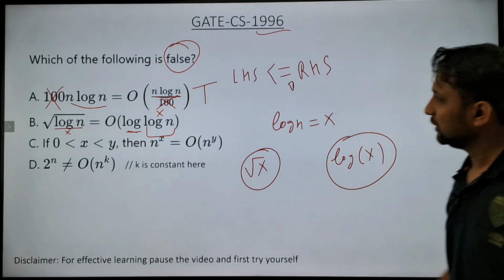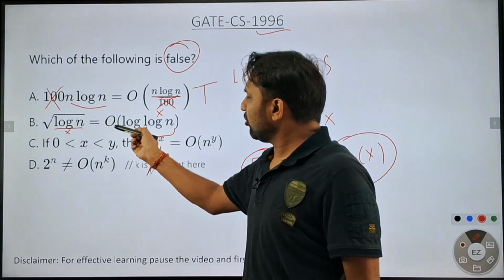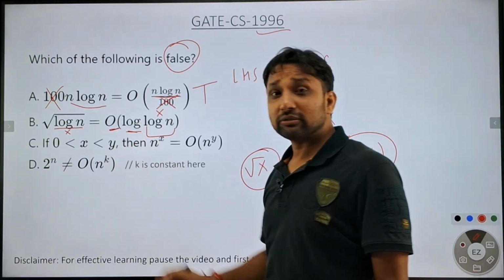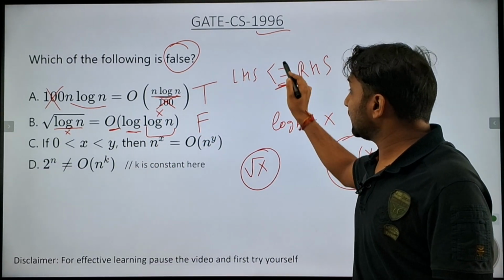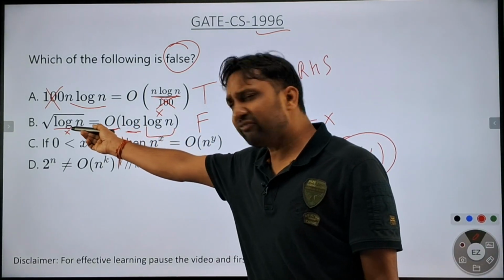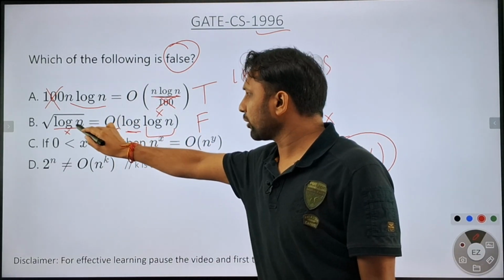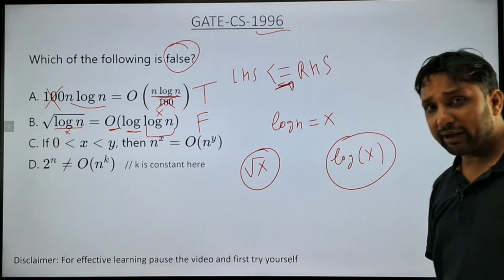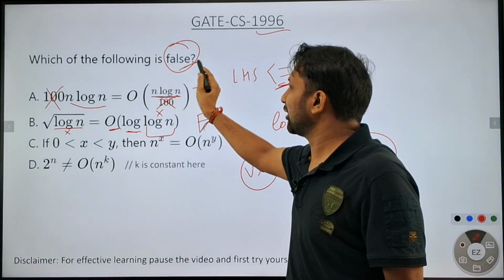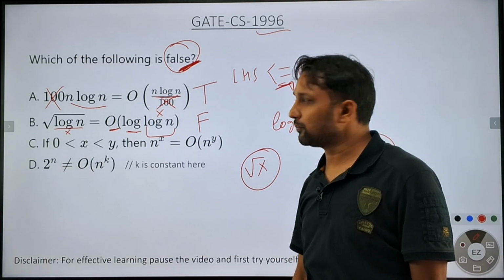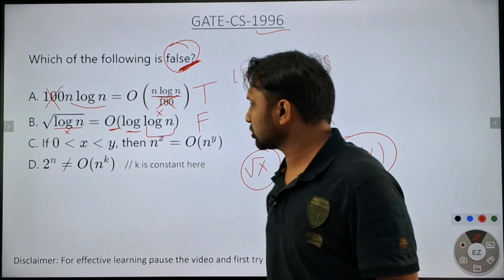So this is greater than this, but we are representing it with big O. That is actually false. In big O, the right hand side can be greater or equal, but here the left hand side is greater. Root of log n is greater than log of log n. So this statement is false, and this must be our answer because we are looking for the false statement. But let me check the other options also.